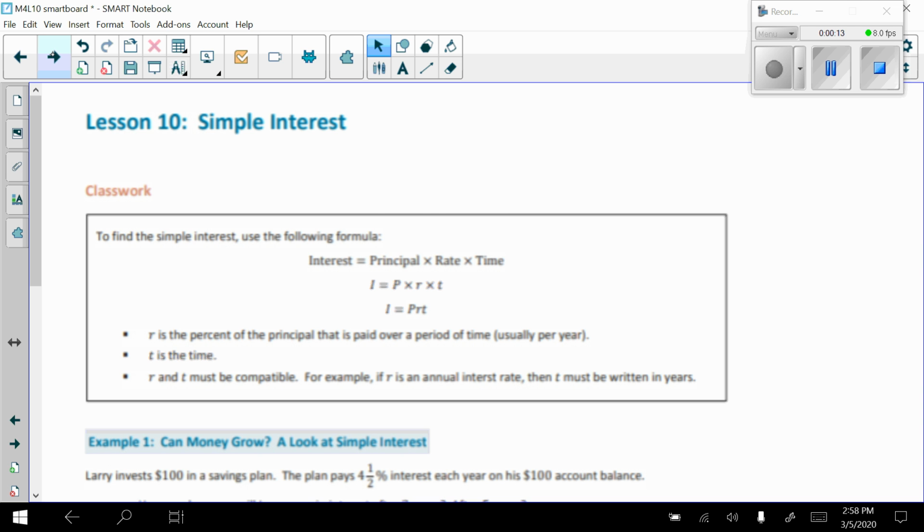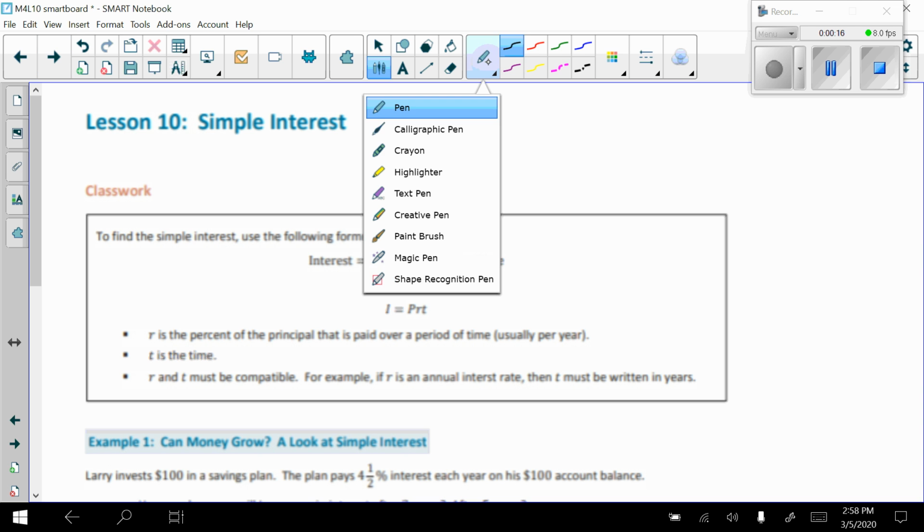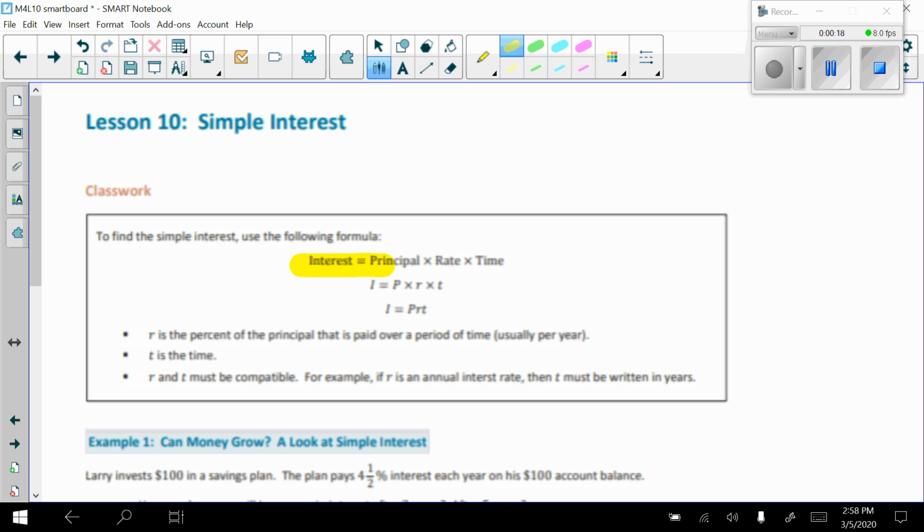So we have another formula. Interest equals principal multiplied by rate multiplied by time. It's really important that you recognize that R is the percent, and it's paid over a period of time, usually per year. T is the time, and R and T must be compatible. So if R is listed as an annual interest rate, then T must be written in years.